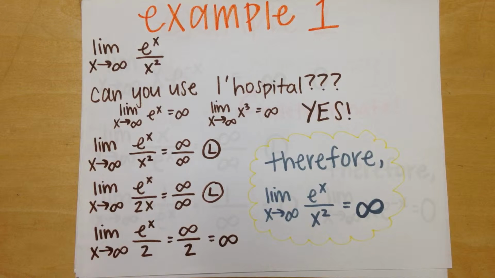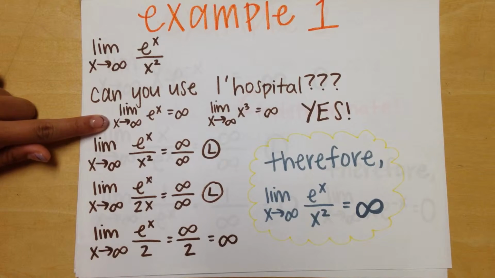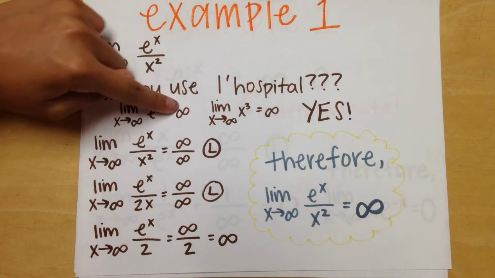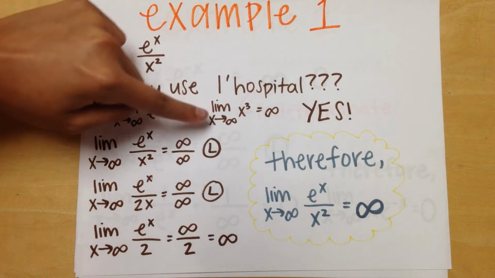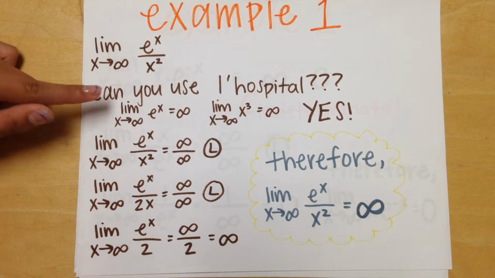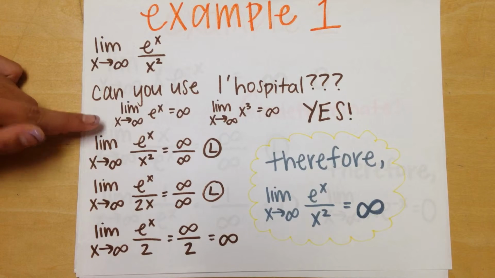Example 1. The limit as x approaches infinity of e to the x over x squared. The first question you should ask yourself is if you can use L'Hopital's rule. Well, the limit as x approaches infinity of e to the x is infinity. The limit as x approaches infinity of x squared is also infinity. So yes, you can use L'Hopital's rule.